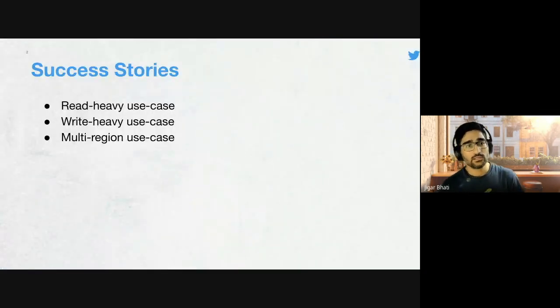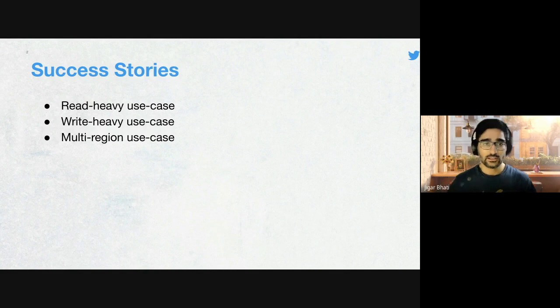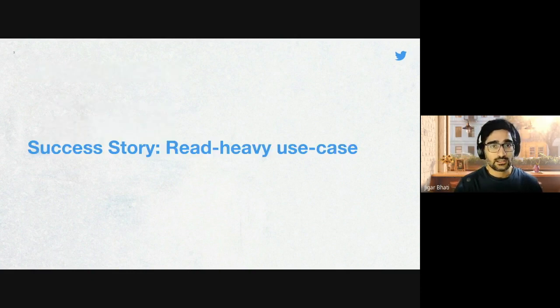So today I'm going to be talking about certain success stories that we had for productionization at Twitter. So I'm going to keep it very generic instead of diving deep into specific use cases. And I'm going to keep it more like a read heavy use case, a write heavy use case, and a multi-region use case. So the first 2 use cases that I'm going to be talking about are all single region use cases. And the last one is going to be a multi-region use case. So let's dive into that.